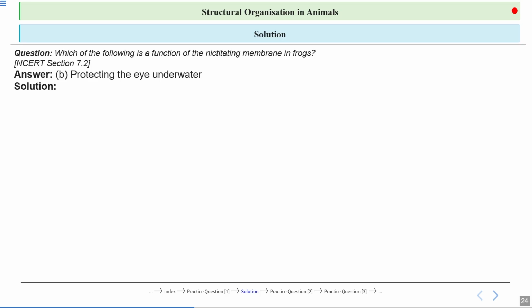is present where? In the eye only. And here it is functional. But in the case of humans, this nictitating membrane is a vestigial organ. It is an example of a vestigial organ in humans, right? Okay, coming back to the frog. Let us discuss the frog only.